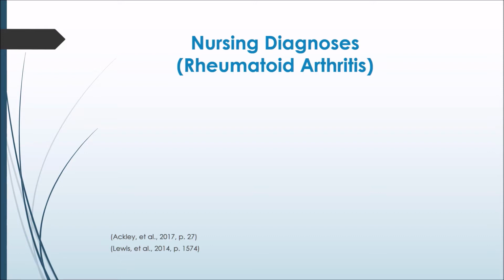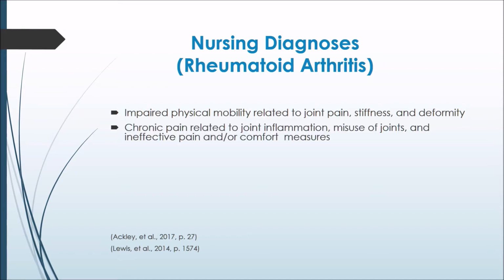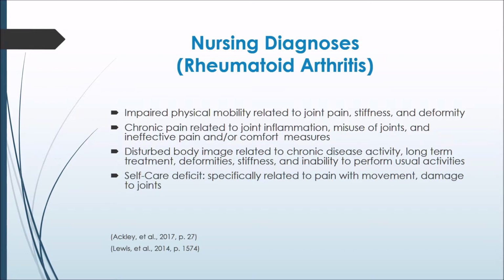Here are a few NANDA-approved nursing diagnoses for rheumatoid arthritis. They are impaired physical mobility related to joint pain, stiffness, and deformity; chronic pain related to joint inflammation, misuse of joints, and ineffective pain and/or comfort measures; disturbed body image related to chronic disease activity, long-term treatment, deformities, stiffness, and inability to perform usual activities; and last, self-care deficit, specifically related to pain with movement and damage to joints.